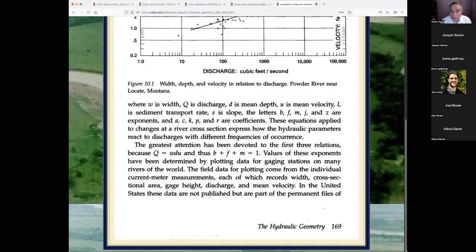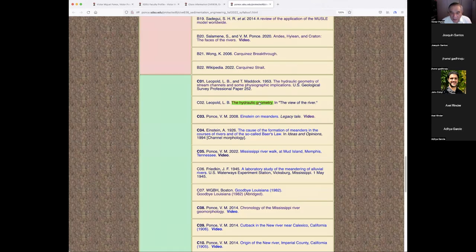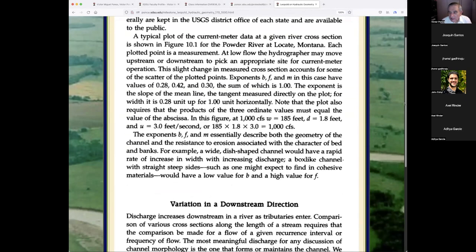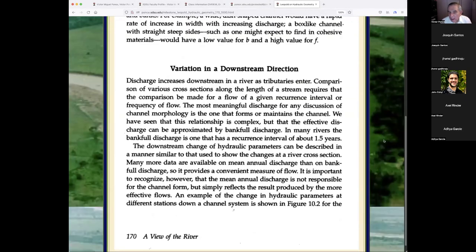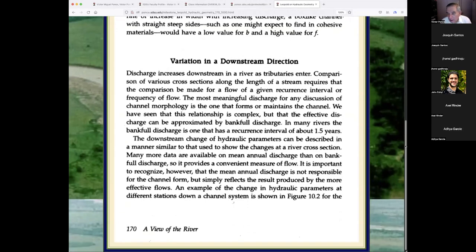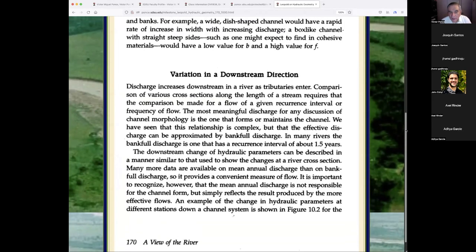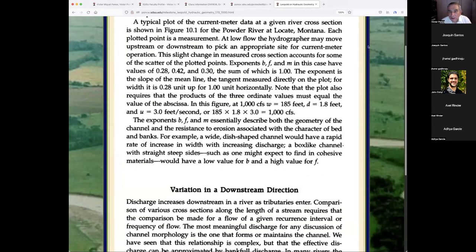So then, I'm going to cut it in here. I didn't do it right, but we're going to go out here anyway. So that is the variation that they refer to at a point, at a section, at a cross section. But discharge, width and depth also vary in the downstream direction, and they vary so that you can find similar equations, but they don't have the same coefficient or exponent. So that's what they call the variation in the downstream direction.